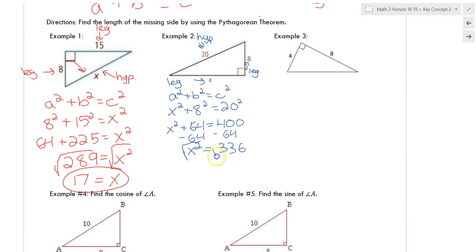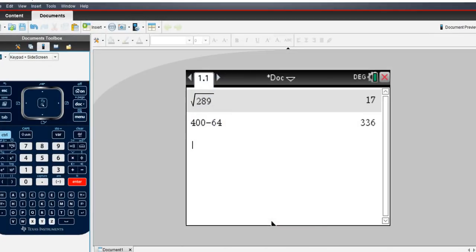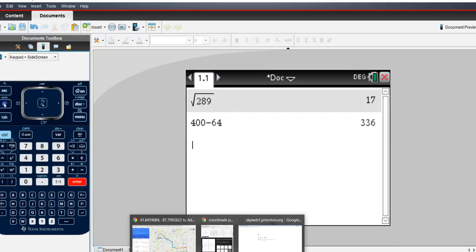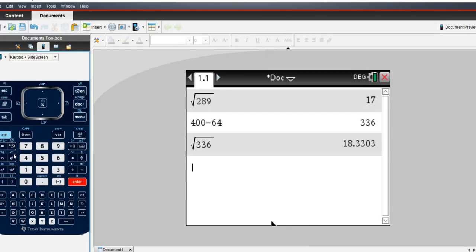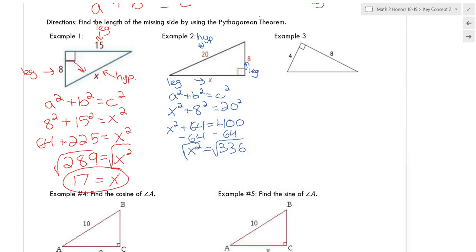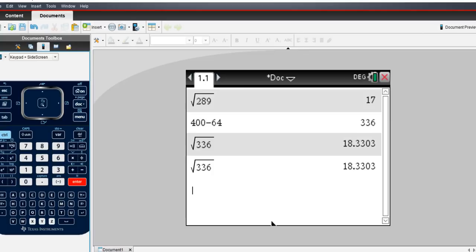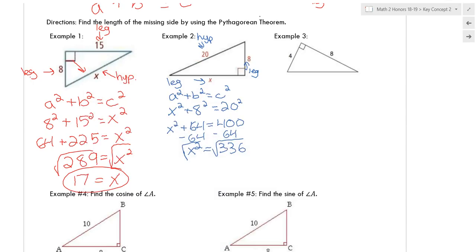So now when I take the square root of that, you will see that you'll get a decimal. Now, with what we are going to be doing, we do not want decimals. We want exact answers. So I need to find a perfect square that goes into 336. So I'm going to just write, remember your perfect squares, over here really quick.